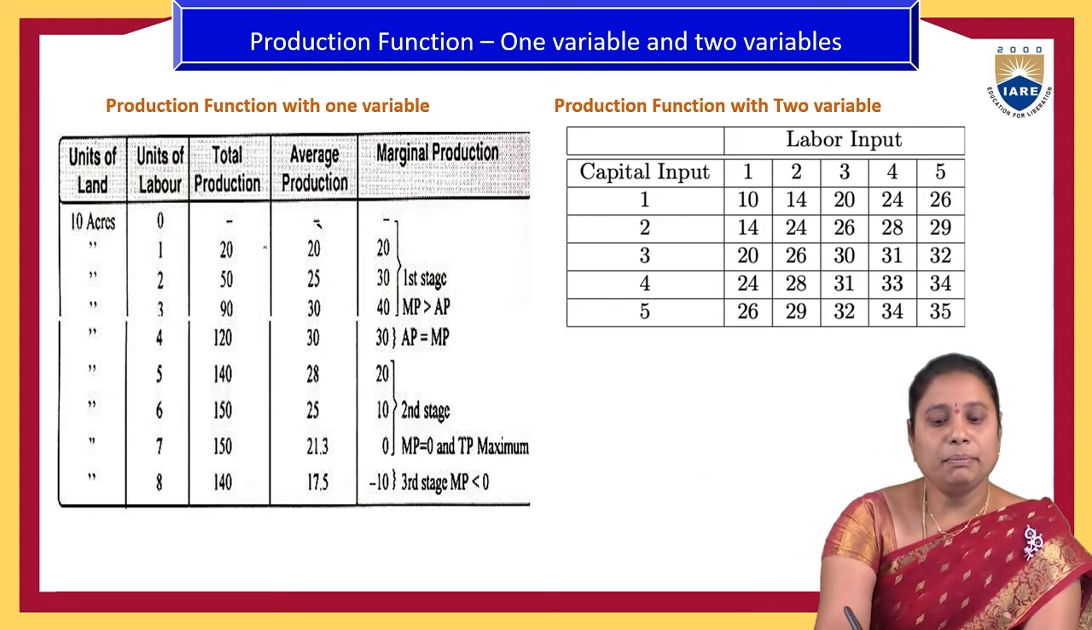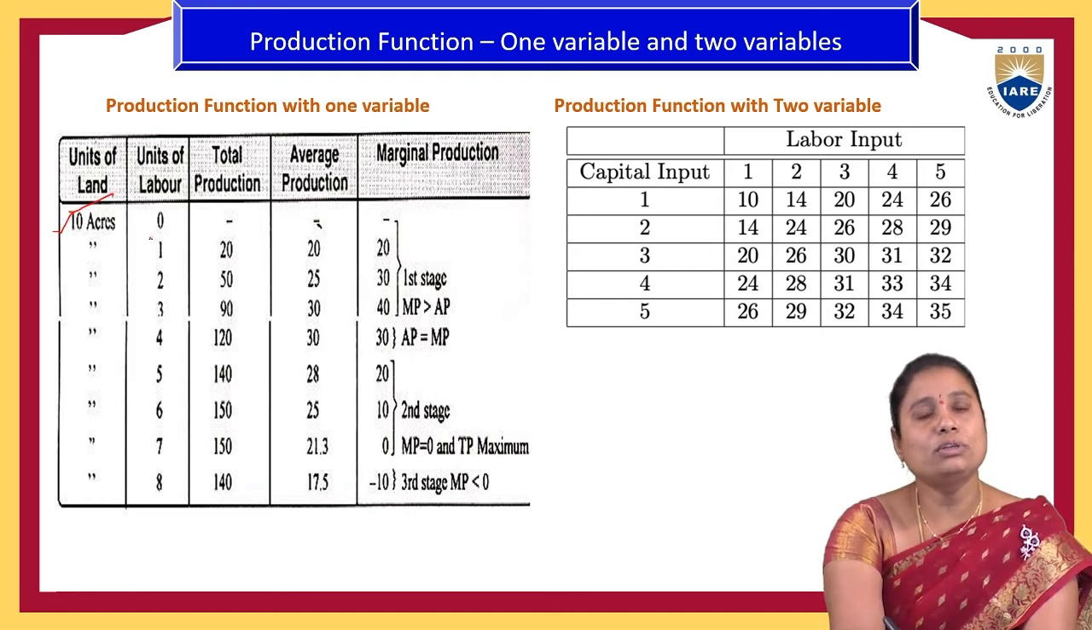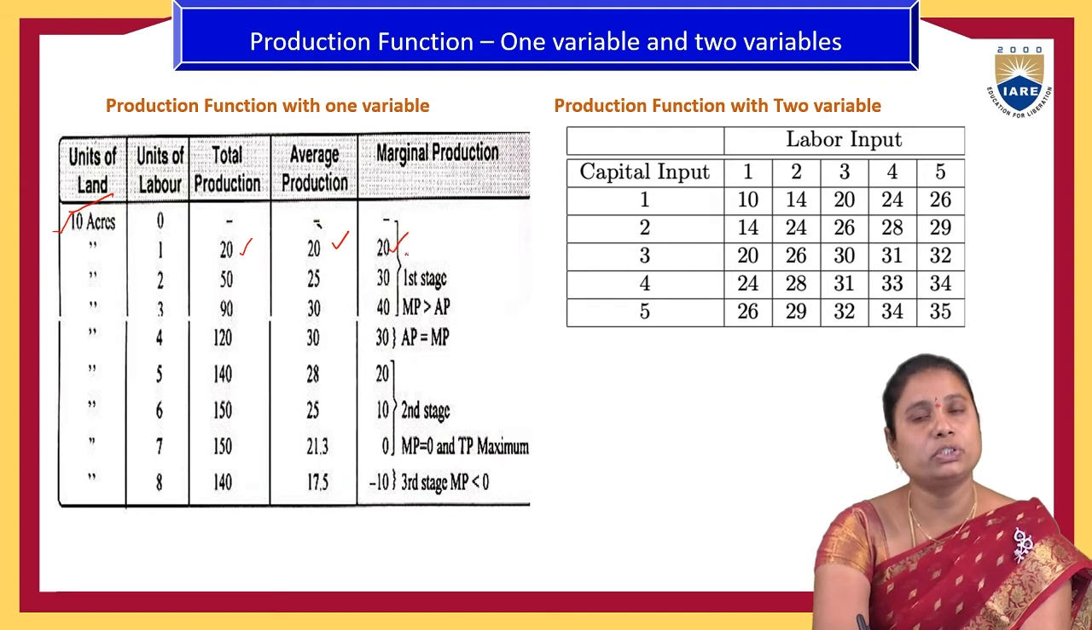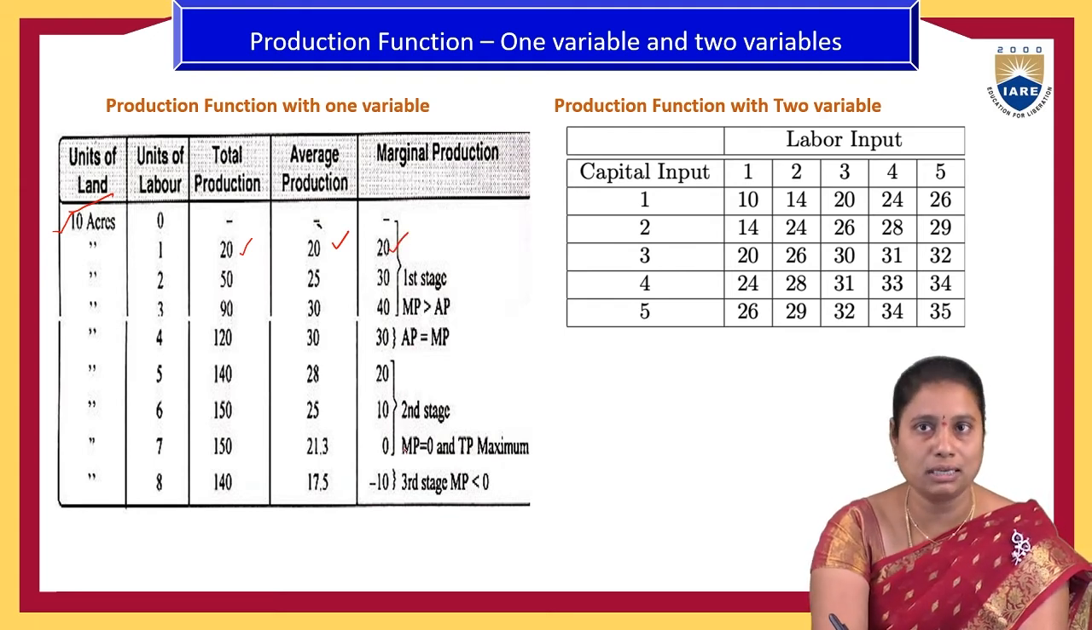So in this example, the land of 10 acres is constant and the units of labor, 0, 1, 2, 3 and so on, are going to increase. Accordingly, the changes in total production, average production and marginal production, and the stages in that, are clearly plotted in this table.